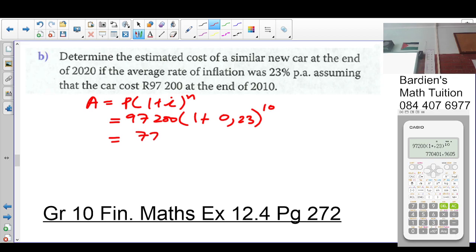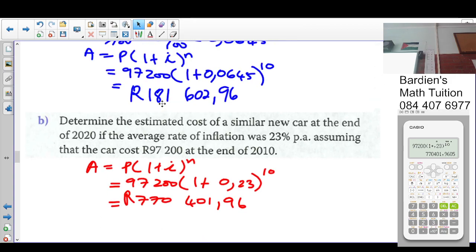That's a massive increase, no? 770,401.96. Okay, we do the comparison here, as you can see. There's 181,000, so that's about 200,000 here, and that went up. So there's a significant difference in the two values. Not so, as you can see, though? It's almost 600,000, just shy of 600,000 difference. Can you see?